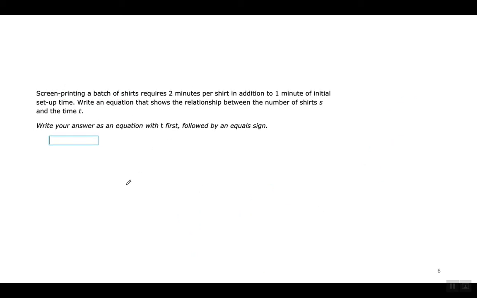All right, we're almost done with these types of problems, and then we'll move on to the second type of problem that I have to go over. All right, screen printing a batch of shirts requires 2 minutes per shirt. So 2 minutes every shirt, that's going to be the slope, because always the number that's being multiplied over and over again, that's the slope. Okay.